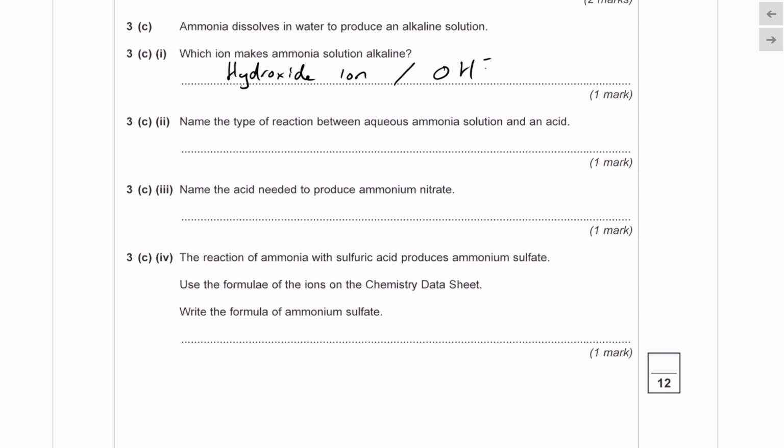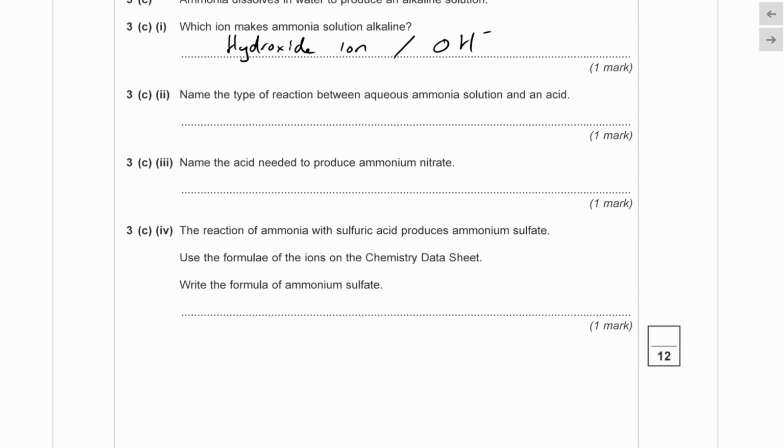All right. Next one. Name the type of reaction between aqueous ammonia and an acid. Well, a reaction between an alkali and an acid produces a salt and water, and it is a neutralisation. Neutralisation reaction. Part 3, it says name the acid needed to produce ammonium nitrate.